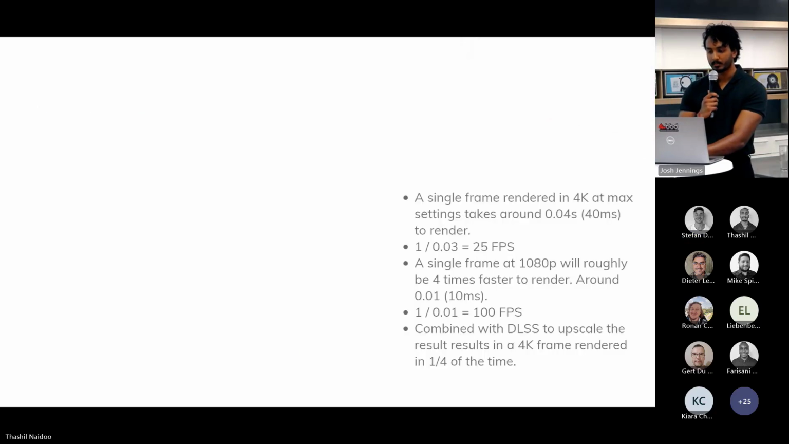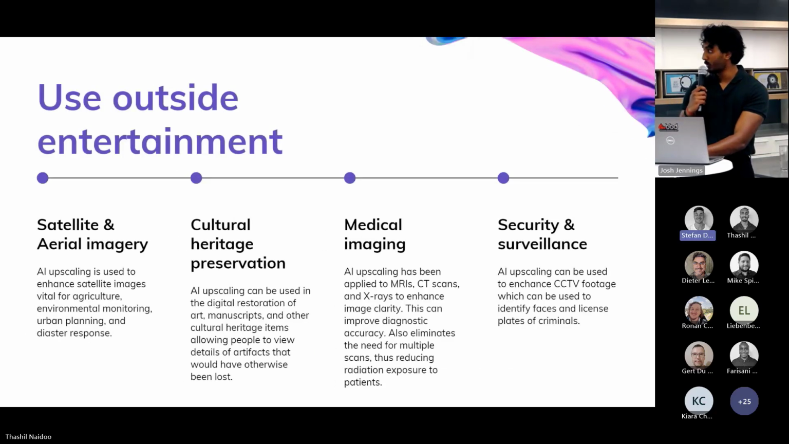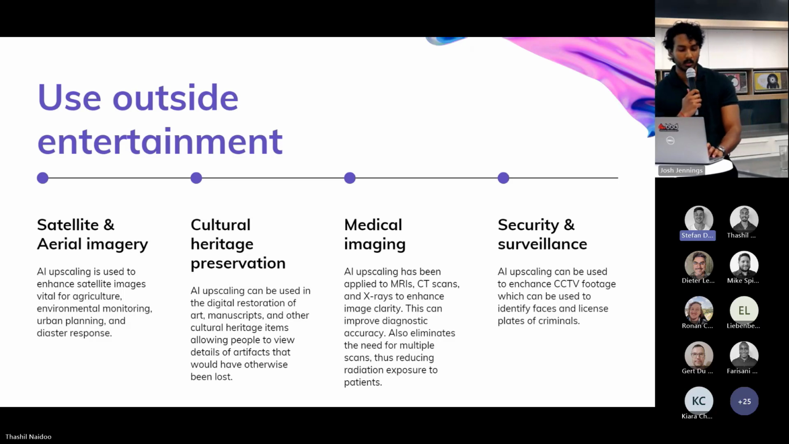But where can this be used outside of games? AI upscaling can be used to enhance satellite images, vital for agriculture, environmental modeling, urban planning, and disaster response. It can also be used in cultural heritage preservation to restore art, manuscripts, and other cultural heritage items, allowing viewers to view details of artifacts that would have otherwise been lost.